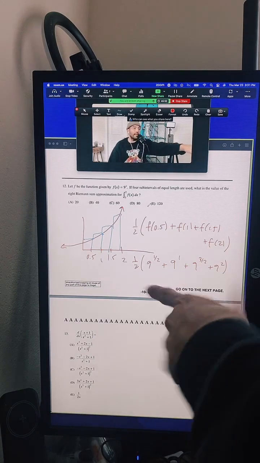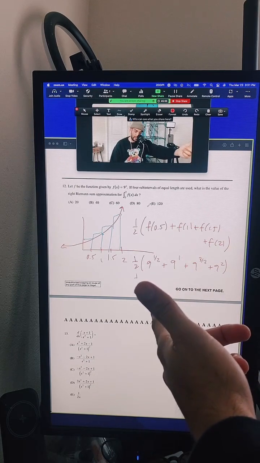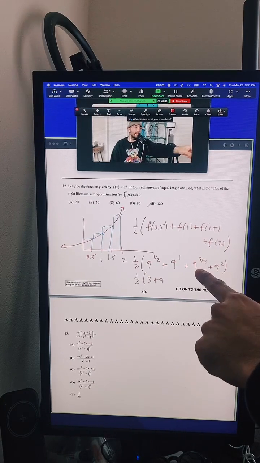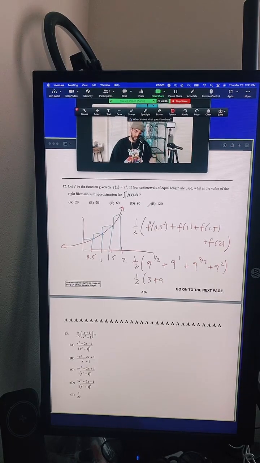Okay. 9 to the power of 1/2 is just the square root of 9, so that's going to be 3. So we have 3 plus 9 to the power of 1, which is 9. This one is a little confusing, 9 to the power of 3/2. First you have to take the square root of 9, which is 3, and then cube it. So that's plus 27, plus 9 squared, which is 81. Now we have to add all these up. That's 12 plus 27 is 39, plus 81 is 120, so that's 1/2 times 120. I'm already thinking of what the answer is going to be. That's going to be 60. So that's going to be C.